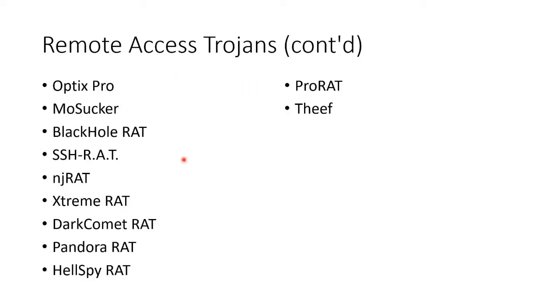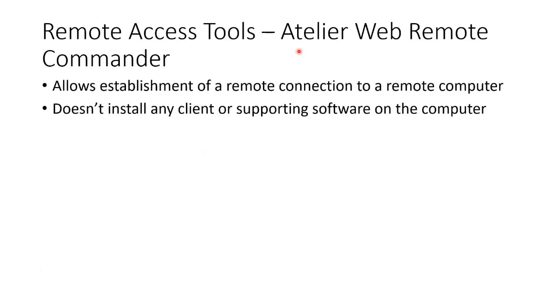There are loads of rat Trojans here. Just a bunch of them here, loads and loads of them. ProRat, Optics Pro, Hellspy, Pandora, Dark Comet. They don't even necessarily have the term rat in the name. It's just one example, Adelair Web Remote Commander. And what's significant about it is it doesn't even install anything on the target.